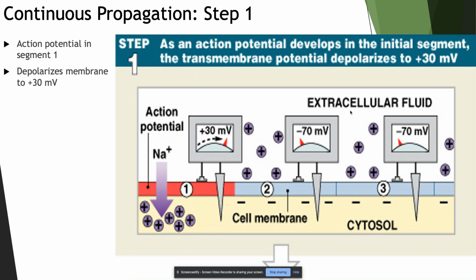In an unmyelinated axon, the action potential moves along by continuous propagation. For convenience, think of the plasma membrane as a series of adjacent segments. If the action potential begins at the axon's initial segment, for a brief moment at the peak of the action potential, the membrane potential becomes positive rather than negative. And this can occur in two steps.